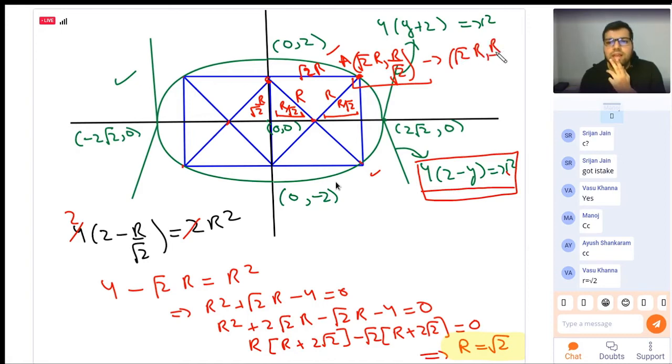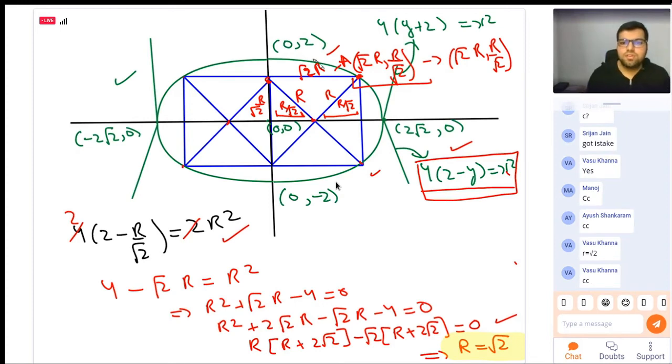And then it had to satisfy the corresponding parabola. So the parabola in this case was 4 into 2 minus y equals x square. This particular parabola was 4 into 2 minus y equals x square. I put the value of the coordinate and finally found the value of r. Okay. So once you're done with this, there should be no other concern, because when you draw the circle inside this, the circle will automatically touch.